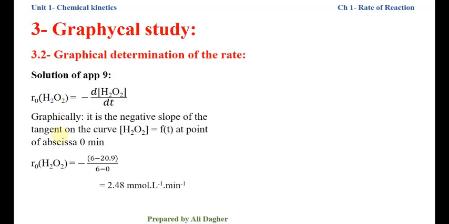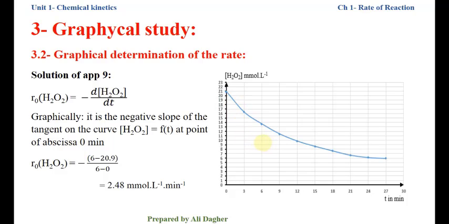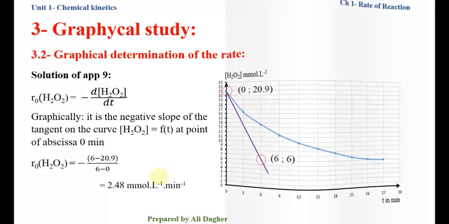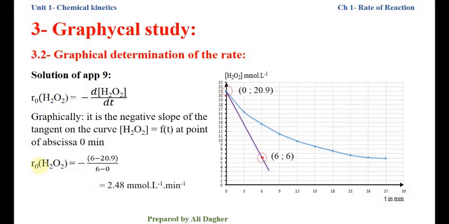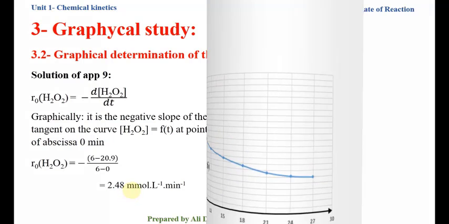Graphically, it is the negative slope of the tangent on the curve [H2O2] = f(t) at the point of abscissa t equals 0. On the graph, we draw the tangent at t equals 0, and we take the 2 points, the initial point (0, 20.9), the initial concentration of H2O2, and another point of coordinates 6 and 6. So then the initial rate becomes minus (concentration 2 minus concentration 1) over (T2 minus T1) equals 2.48 millimole per liter per minute.